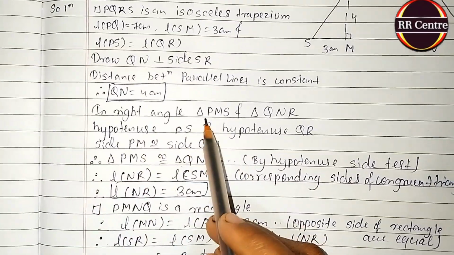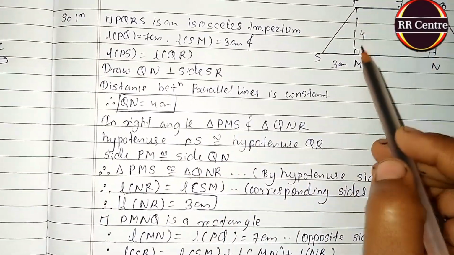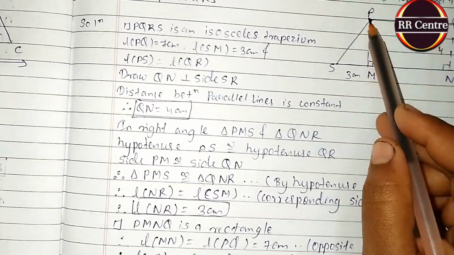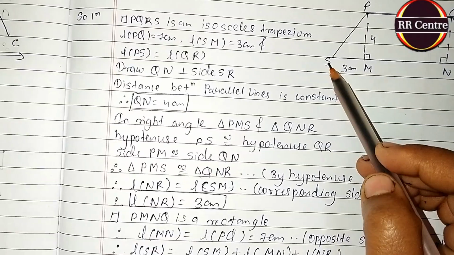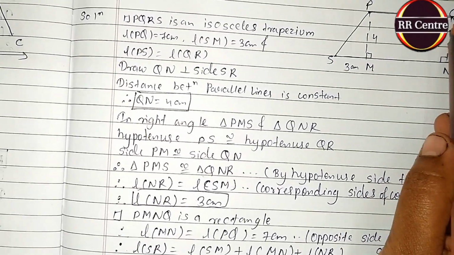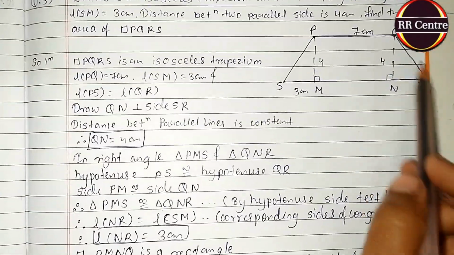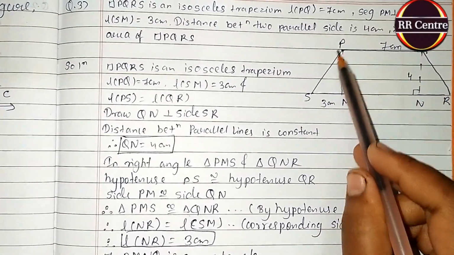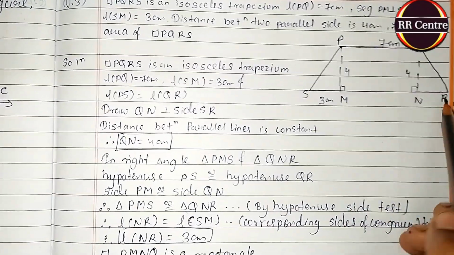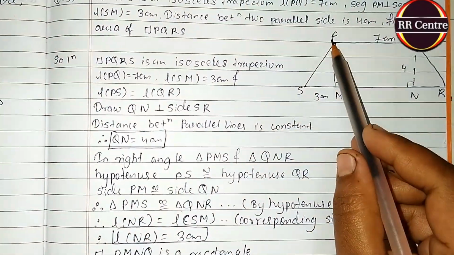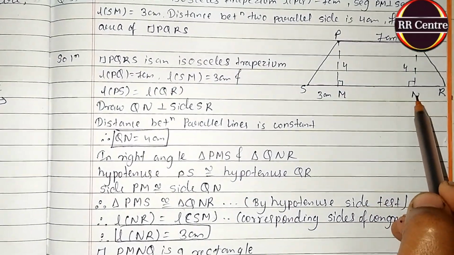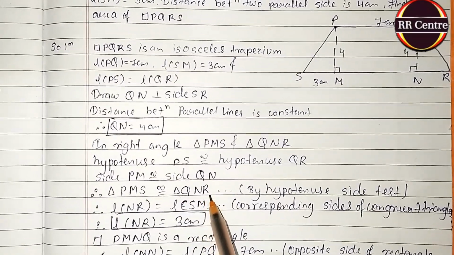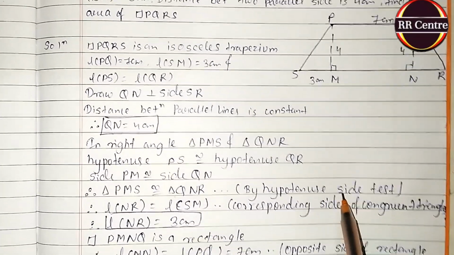In right angle triangle PMS. So first one हम ये बताएंगे PMS. So hypotenuse side test. PS is a hypotenuse, and second one hypotenuse QR, right? So first one triangle और second one triangle. तो first one में बताया hypotenuse PS and second one hypotenuse QR. So side PM congruent is equal to side of QN, right? Now triangle PMS congruent to QNR by hypotenuse side test.